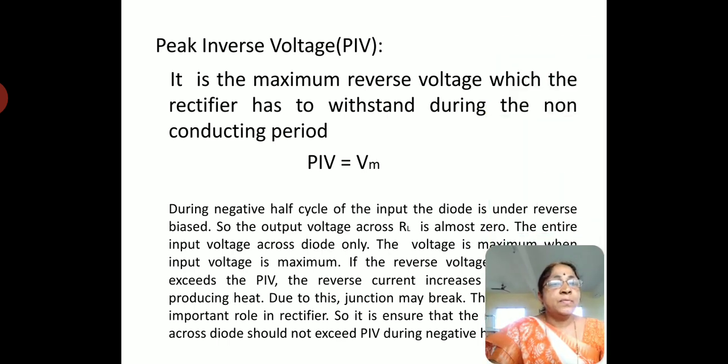Therefore, the peak inverse voltage for a full wave bridge rectifier is Vm. For a half wave it is Vm, and for the full wave center tapped rectifier it is 2 Vm, whereas in case of the bridge rectifier it is only Vm.